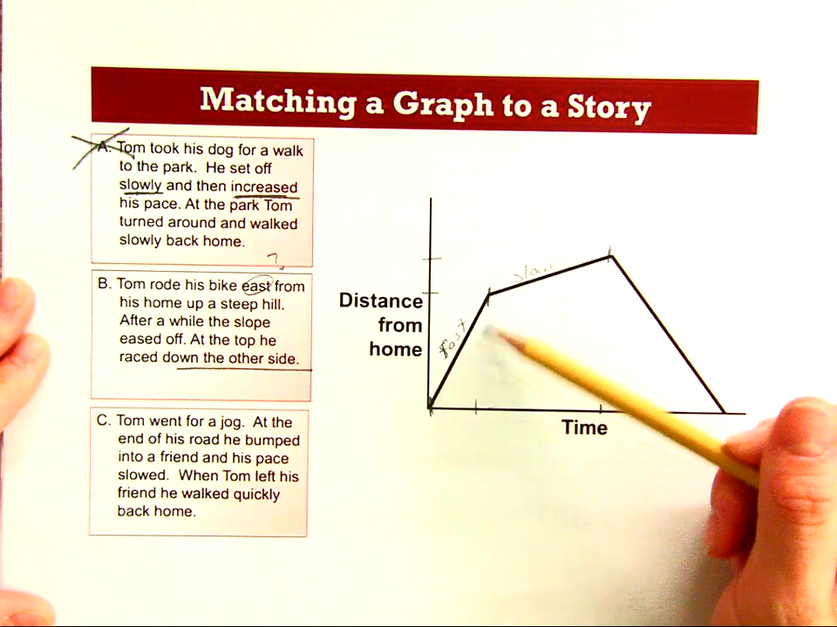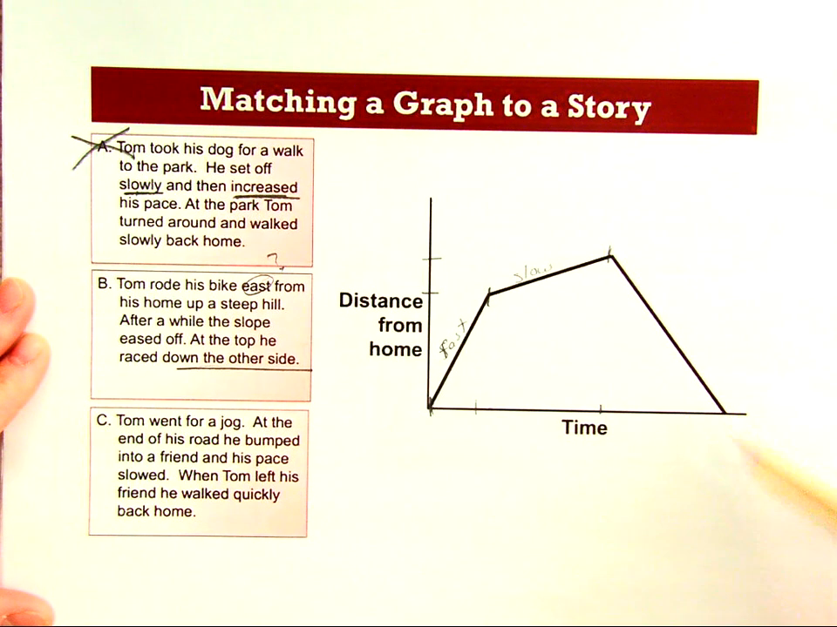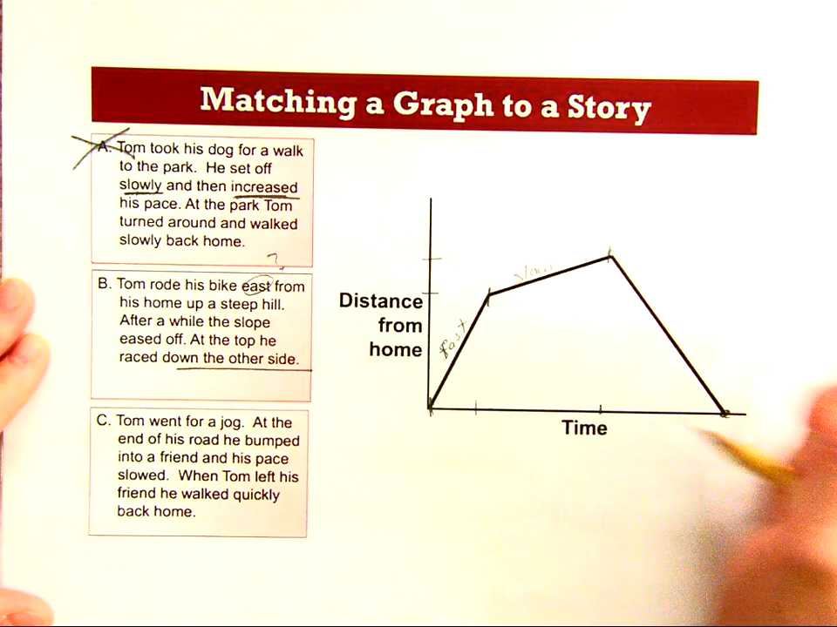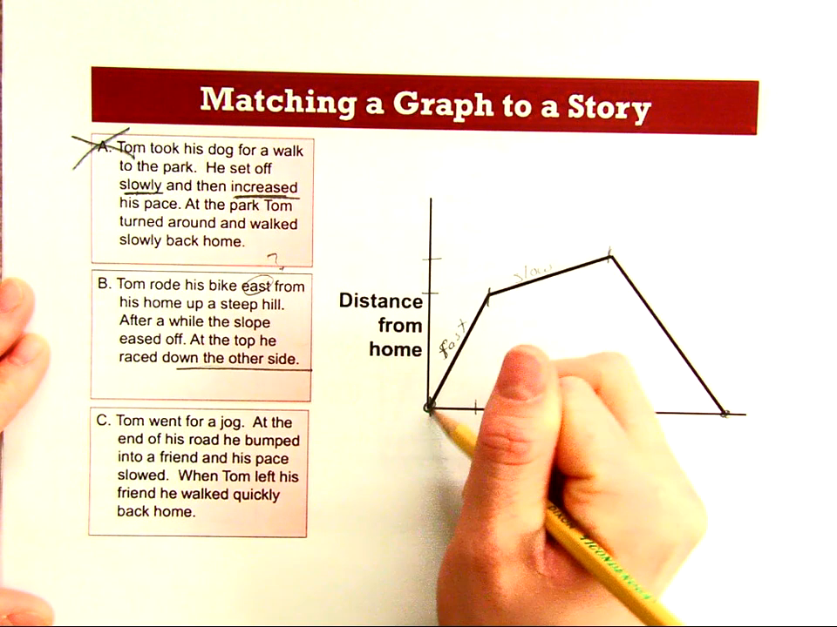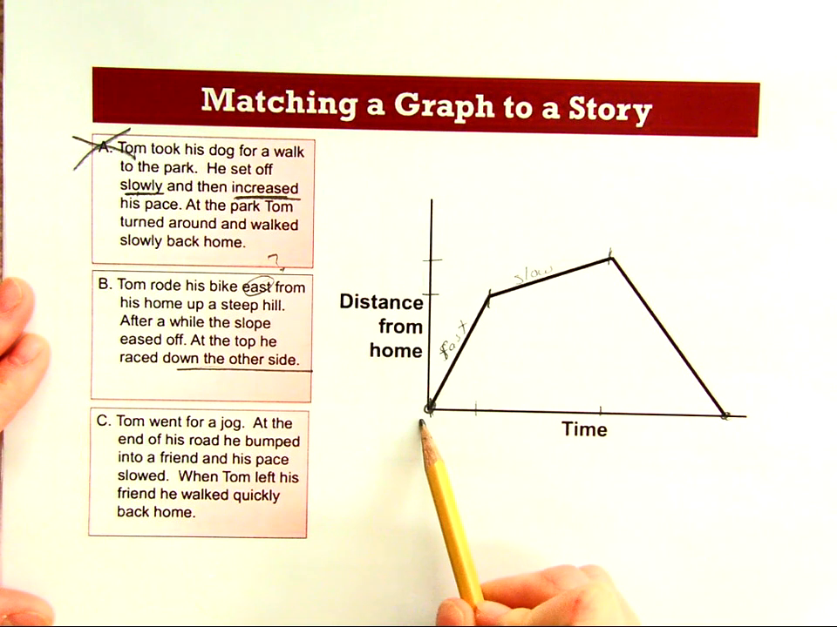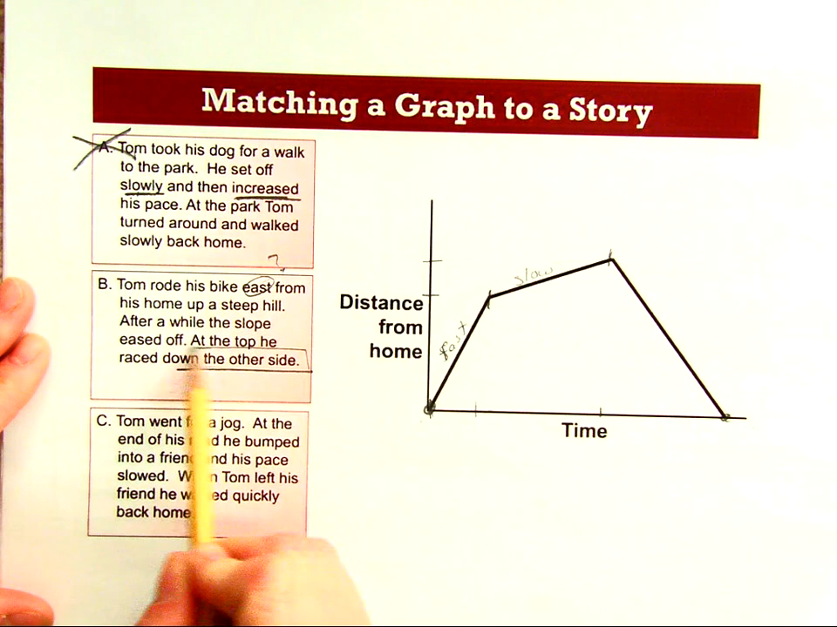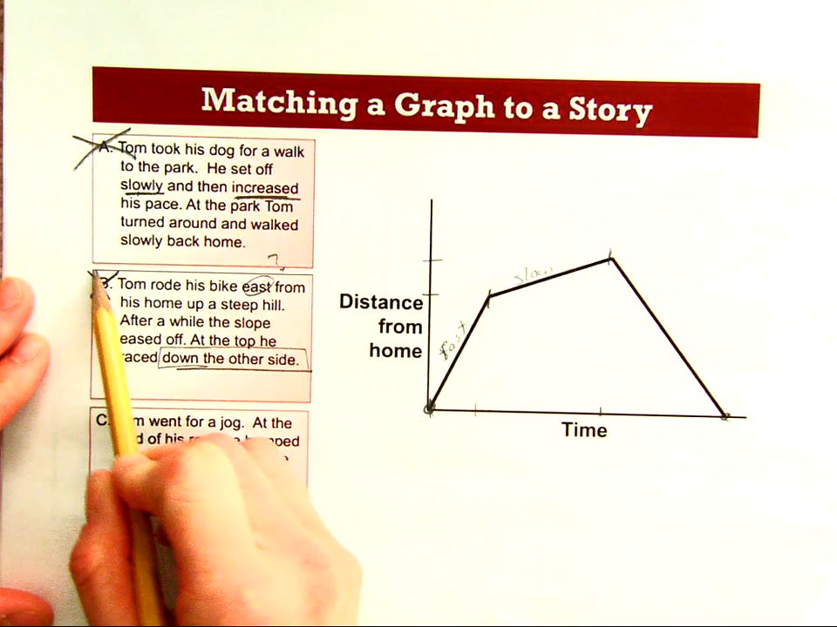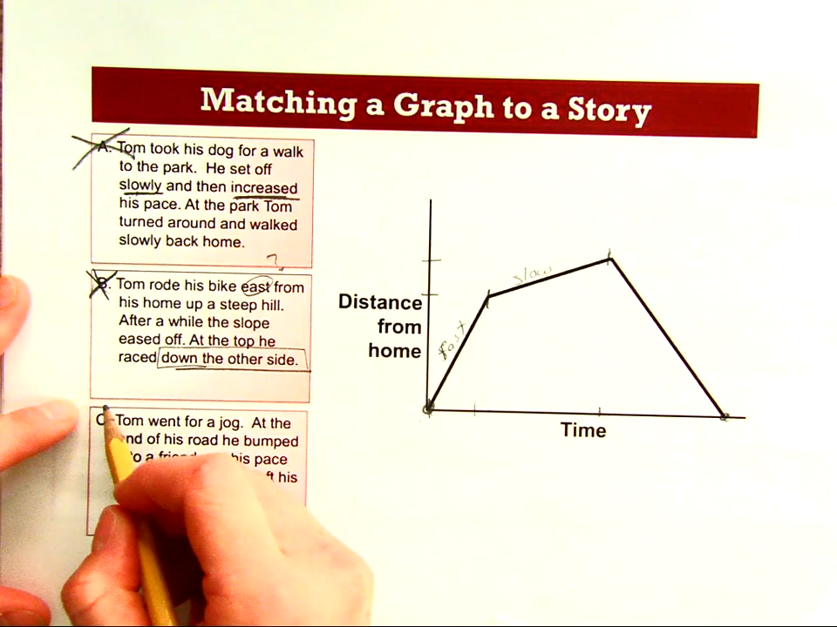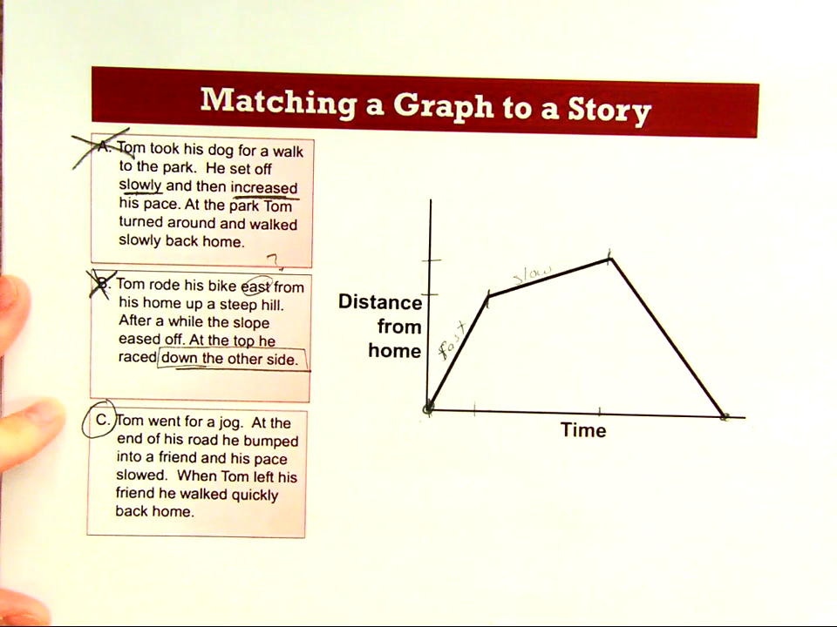Where this graph shows me he's returning home here at the end. Distance from home is 0 here and 0 here. So my story, Tom started at home and he ends at home. In this one, he doesn't. So B is incorrect. Okay, which means C is our correct answer, but let's look at why.